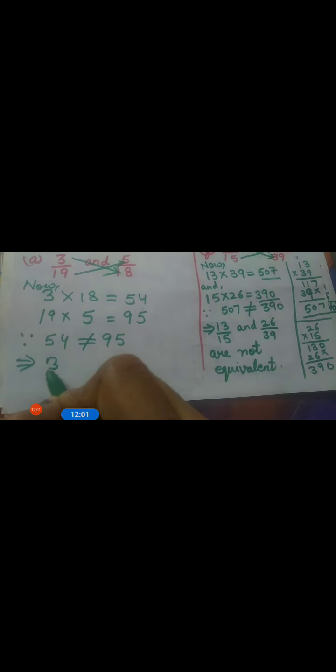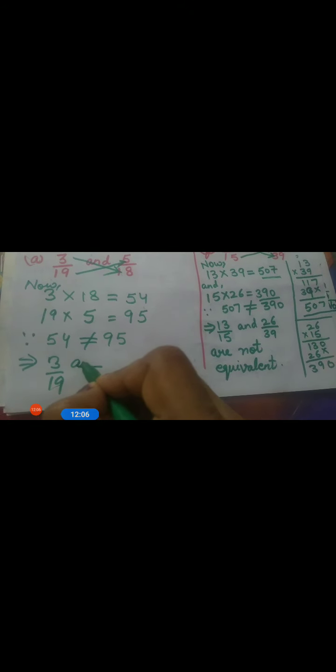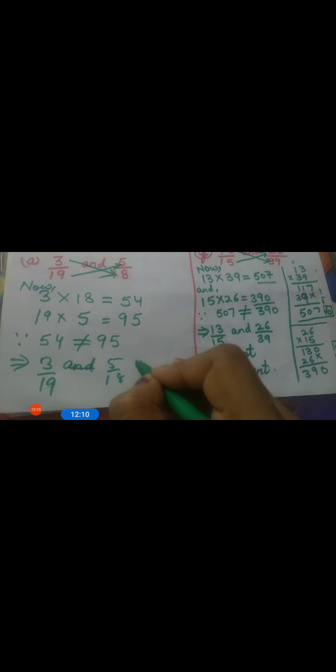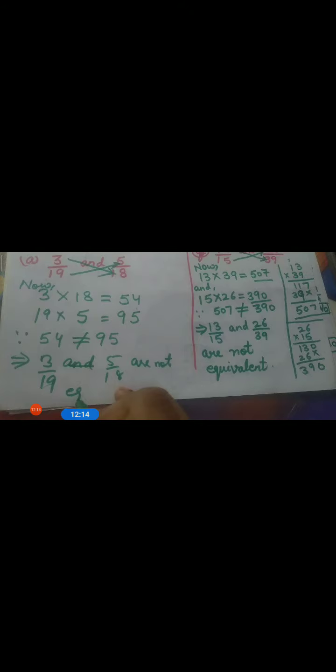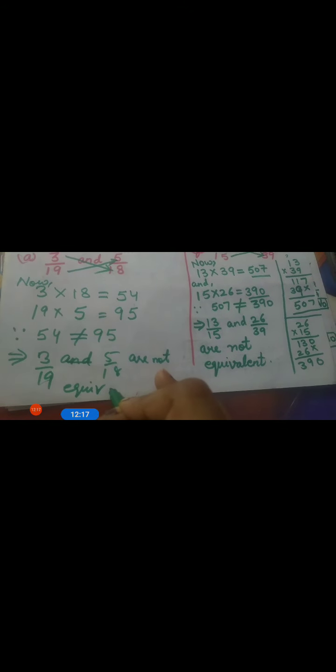Since 54 is not equal to 95, that implies 3 upon 19 and 5 upon 18 are not equivalent. So this is our answer.